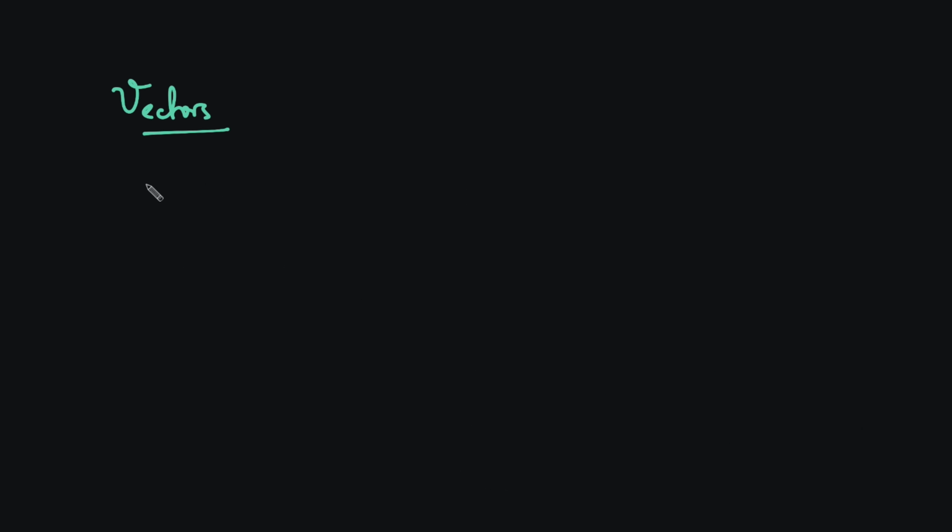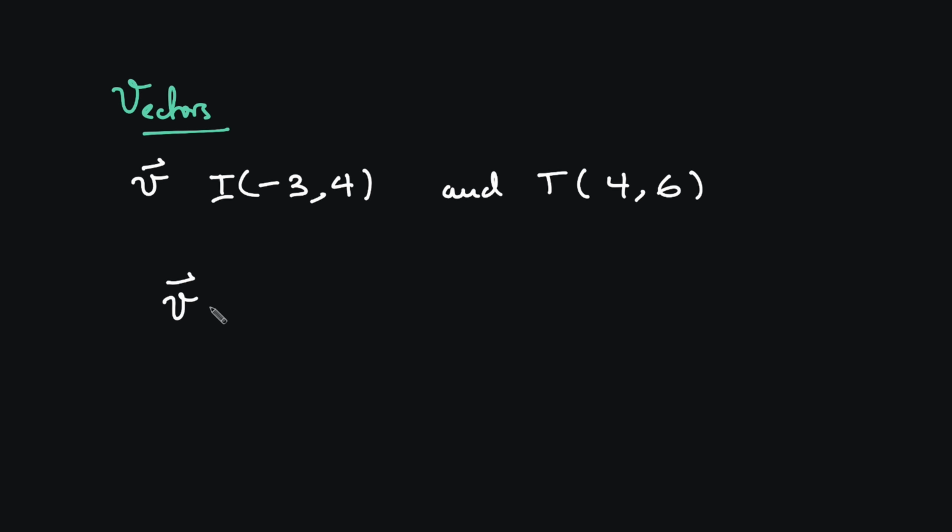Now, let's do an example. Let's find the component form of a vector v, whose initial point is (-3, 4) and whose terminal point is (4, 6). Okay? Following the component form, we know that vector v is going to be equal to 4 minus (-3), and 6 minus 4.